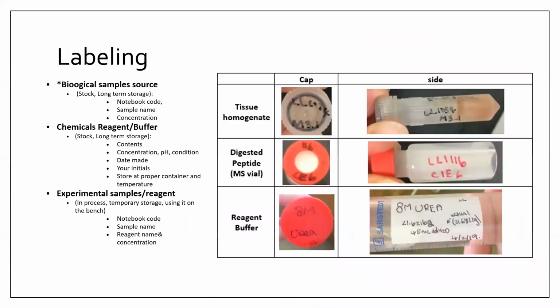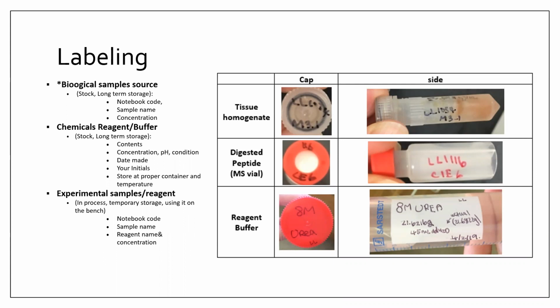Now we are going to talk about labeling. Okay, so we have the notebook code, and the second thing, labeling, is super important because you don't want to lose your samples, especially your biological samples. I would say those are the most valuable assets in our lab, because we cannot use money to redo them if lost. Mass spec raw data is also super important. We need labeling that is clear, and we need to store samples in the right place.